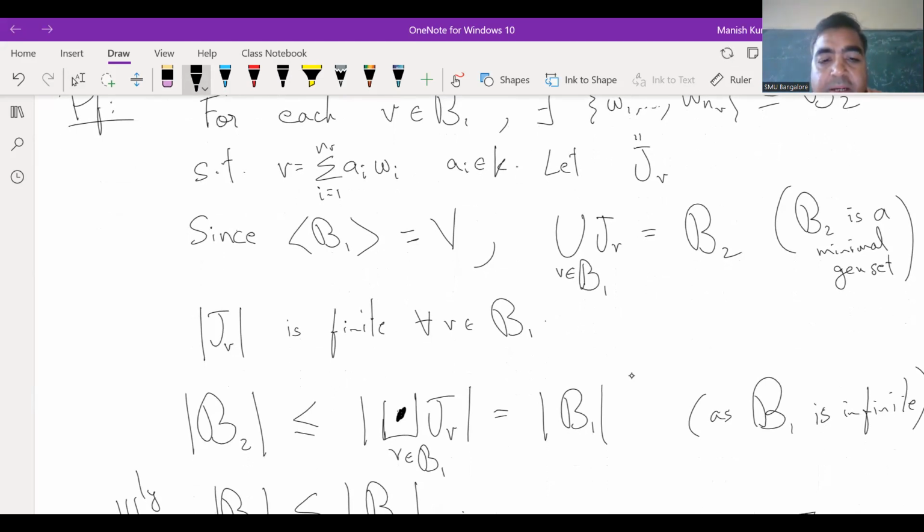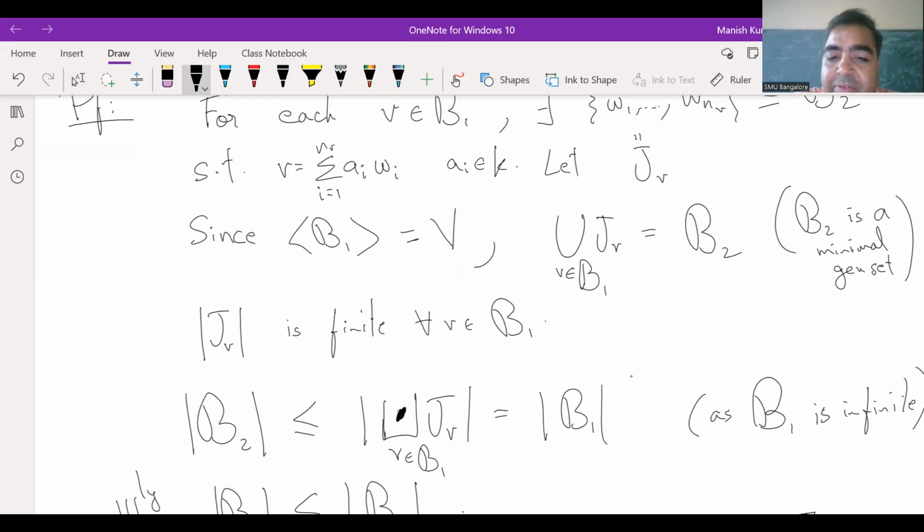So you can write this inequality: the cardinality of B2 is less than or equal to the cardinality of this. But each of these J_v is finite and B1 is infinite. Remember? So in fact, B1 cross N, the natural numbers, has the same cardinality as B1. This is some basic set theoretic cardinality axiom. So of course this is way smaller.